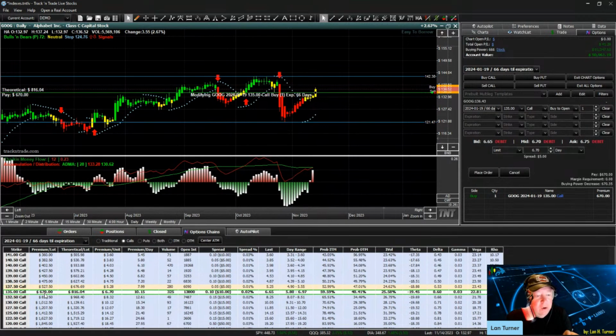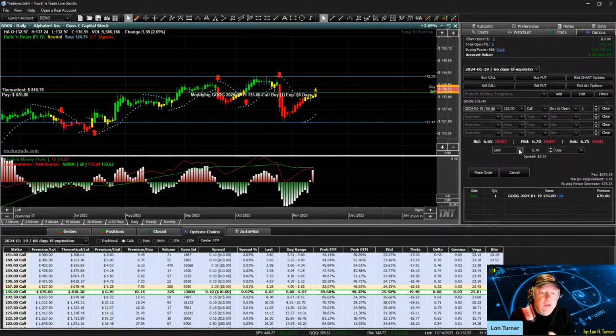And so now we've got our order in here at $670. That's the price that we're going to pay for it. It's a $135 call at a premium of $670. And I'm going to come in here, and we're in the demo account. I'm not putting this in with real money, and we can come in and bid for it. Now, when you trade options, it's an auction.